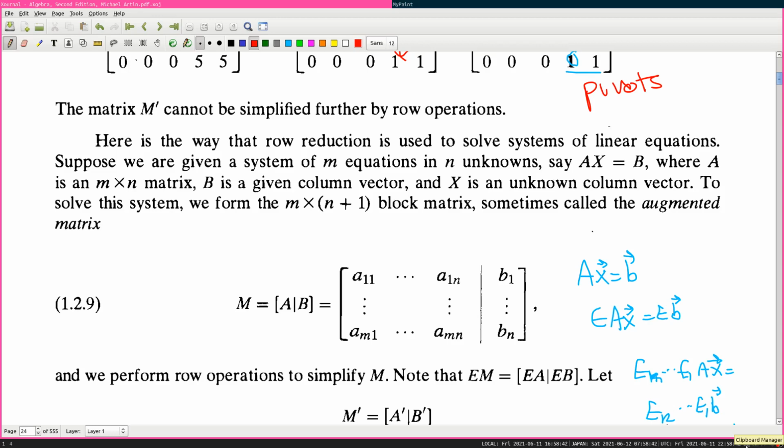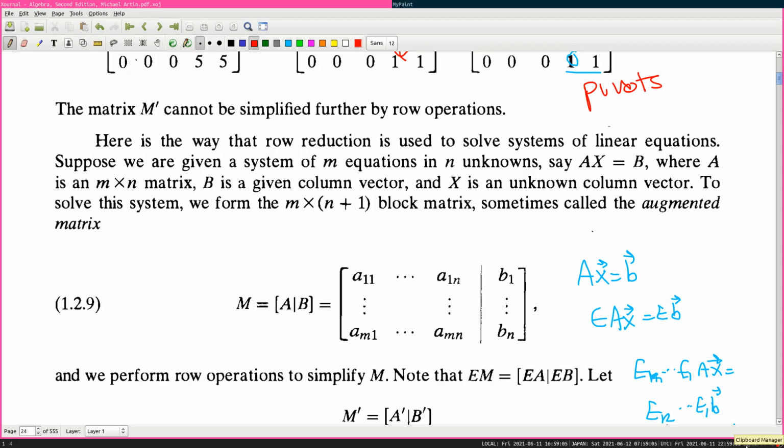To solve this system, we form the m times n plus 1 block matrix, sometimes called the augmented matrix. M equals [A | b]. And we perform row operations to simplify M.